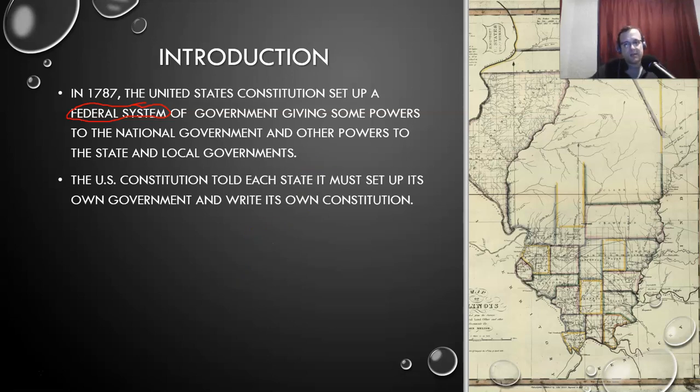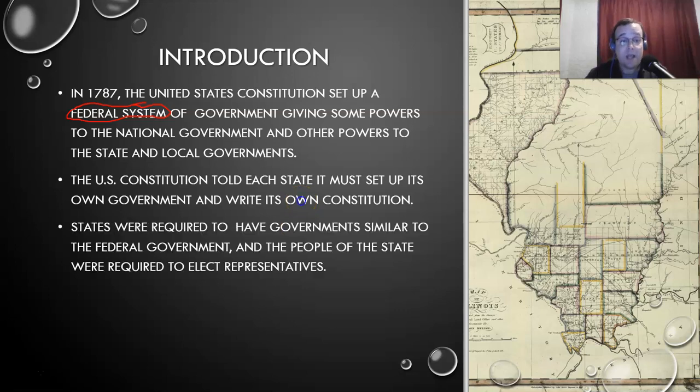So the U.S. Constitution says, okay, each state, you've got to go set up your own government, write your own constitution, but that constitution has to be similar to ours. The people of the state that you are seeking to set up, in our case, Illinois, they have to elect their representatives, just like you elect us to the U.S. Congress, to the White House, etc., etc.